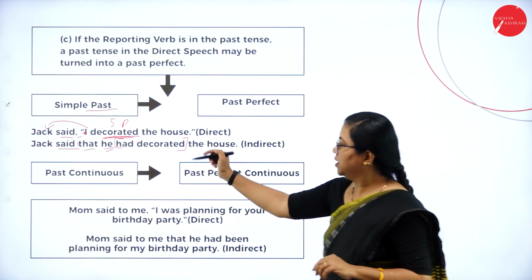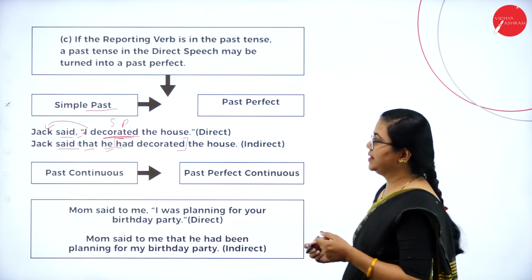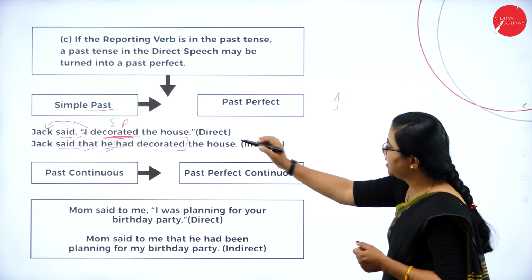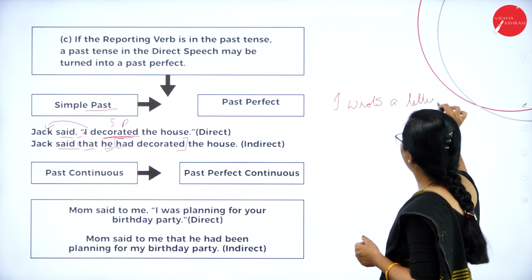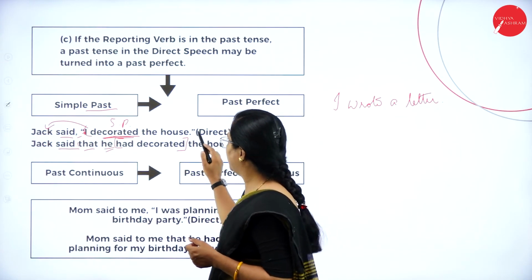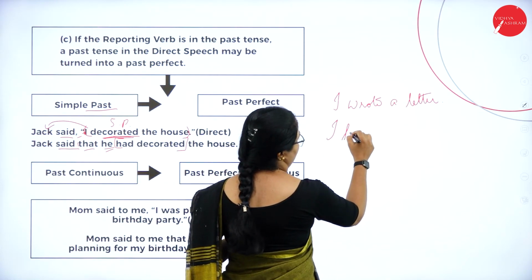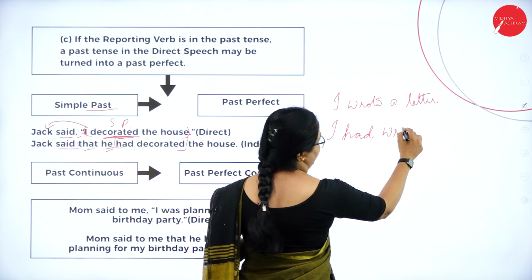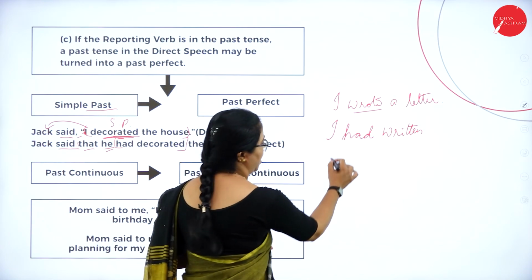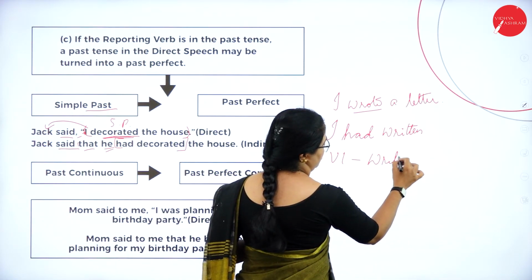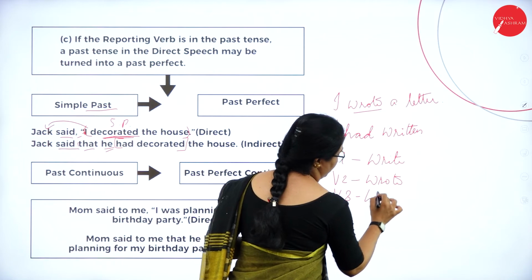Fine. Suppose the verb you are using here has a V3 form. For example, suppose whatever is inside the inverted comma was "I wrote a letter". Okay, I'm talking about this part only. Then it would have been "I had not wrote", it is "written". That is because write has three forms of verbs. V1 is write, V2 is wrote, and V3 is written.